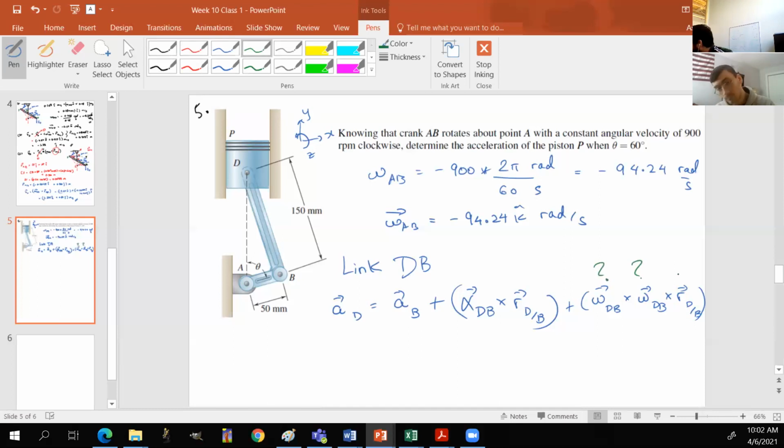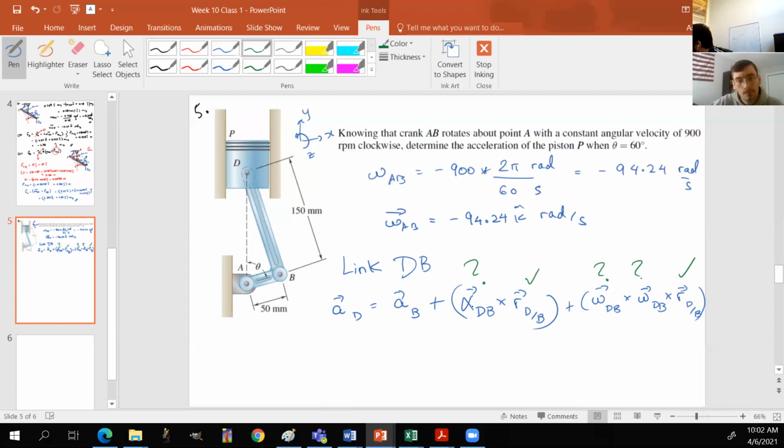All right, so here, we don't know what omega DB is, right? Geometry of the problem, we can always find out what R DB is, so R DB is known. We don't know what alpha DB is either. And although we're told that AB moves with a constant angular velocity, that means that alpha AB is going to be 0. But that does not mean that alpha DB is 0. We can't assume that from the get-go. This AB having a constant angular velocity does not mean that DB is going to have a constant angular velocity. You cannot make that assumption. All right? Any questions with that one?